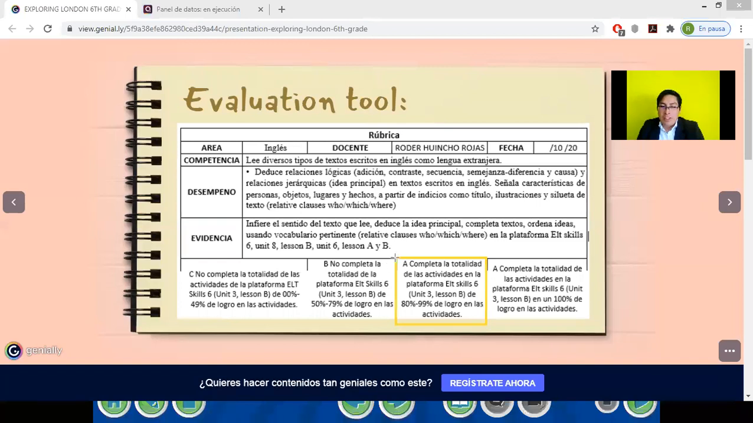And today we are going to evaluate using the platform. The teacher is going to evaluate the activities you do in the platform, in unit 3, in lesson B. Be careful when you complete your activities, because this is the percentage, okay? Be careful with the percentage, because when this percentage decreases, like this, or like this other example, your score is going to be different. So be careful with this. Be careful with the percentage in your activities.